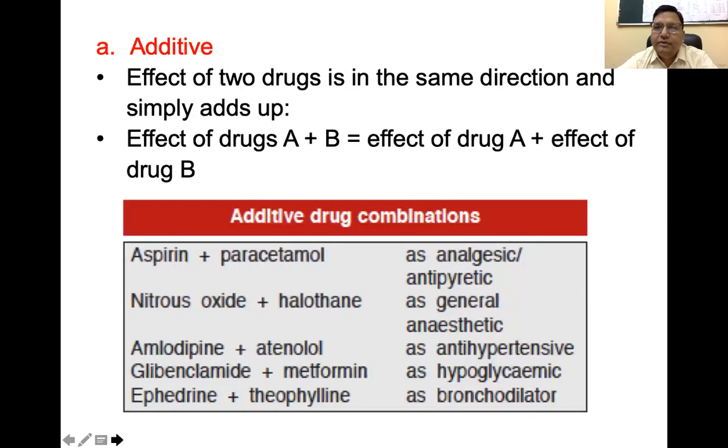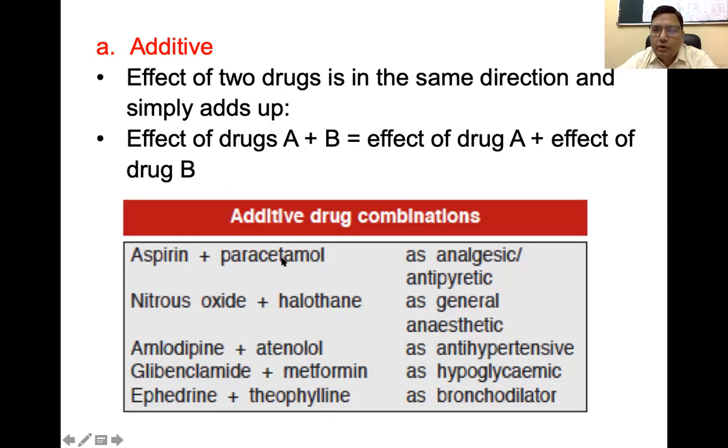So synergism is of two types: additive and supra-additive. Additive means the effect of both drugs together is equal to the individual drug effects summed together. That means the effect of drug A plus B is equal to the effect of drug A plus the effect of drug B. Example is aspirin and paracetamol.